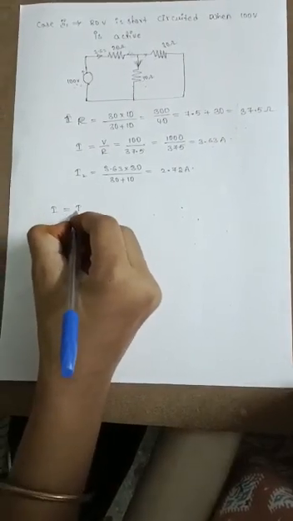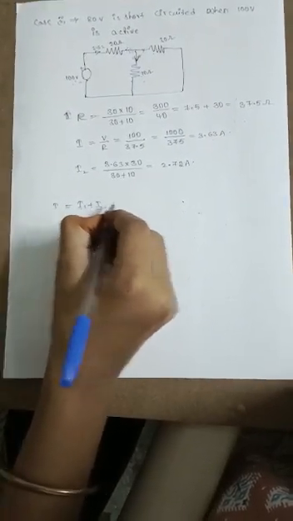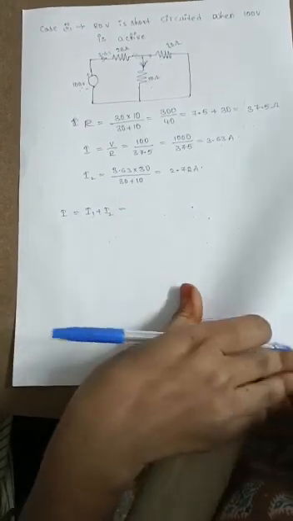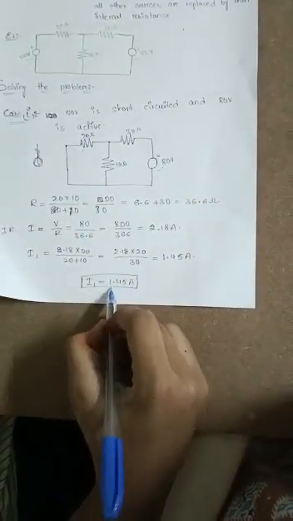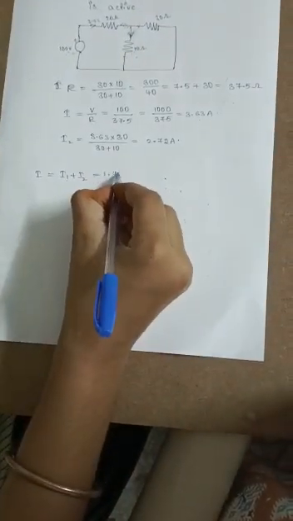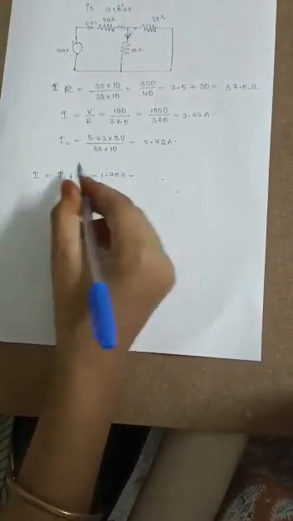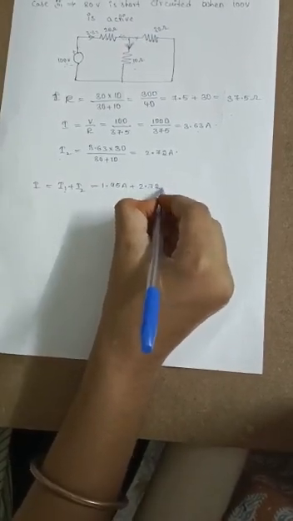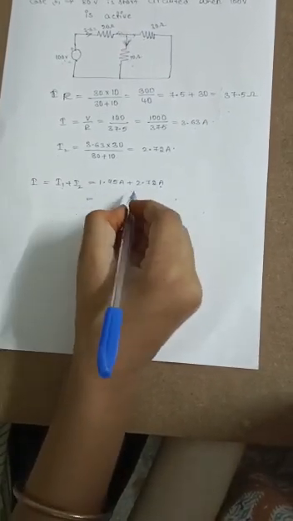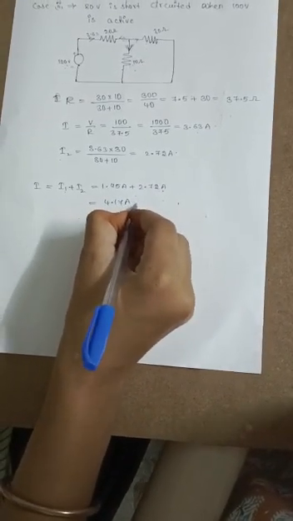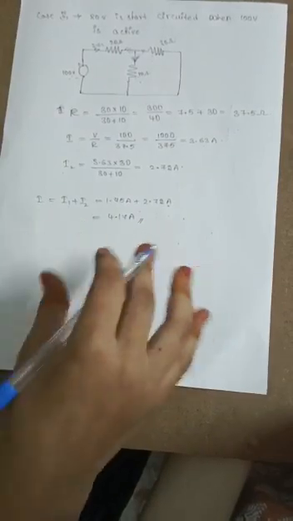I equals I1 plus I2. What is the value of I1? 1.45 amperes plus, what is the value of I2? 2.72 amperes. What is the value? 4.17 amperes.